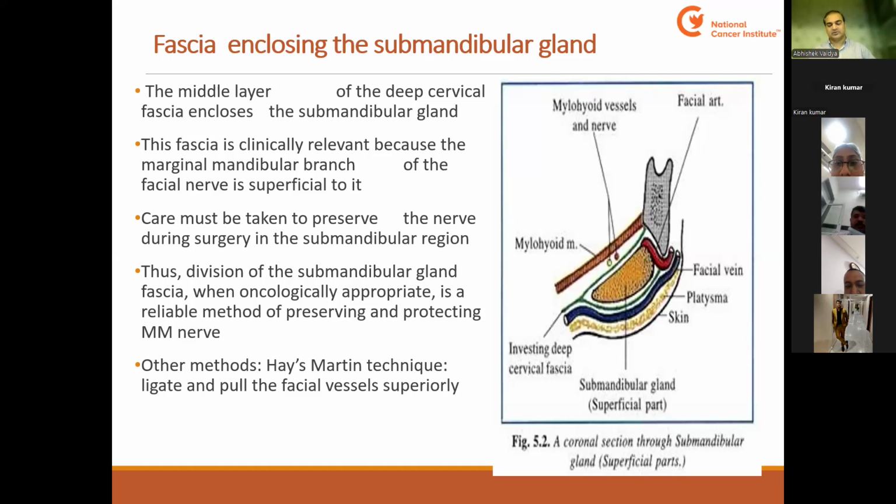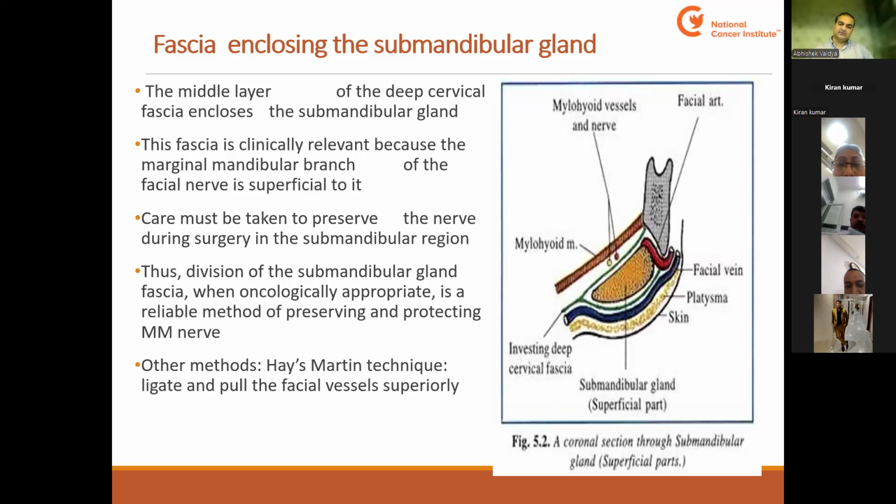When this is not possible, or when there are perifacial nodes, then you should meticulously identify the marginal mandibular nerve. The marginal mandibular nerve, as we discussed in the previous section, will be seen about a centimeter below and anterior to the angle of the mandible.